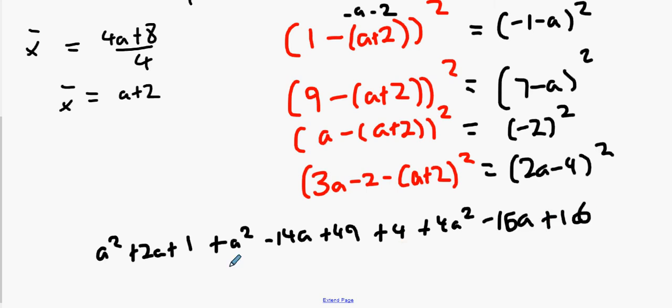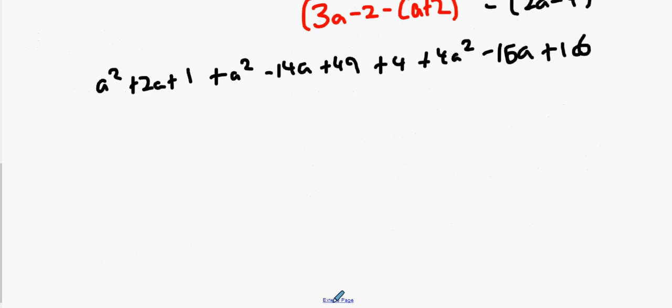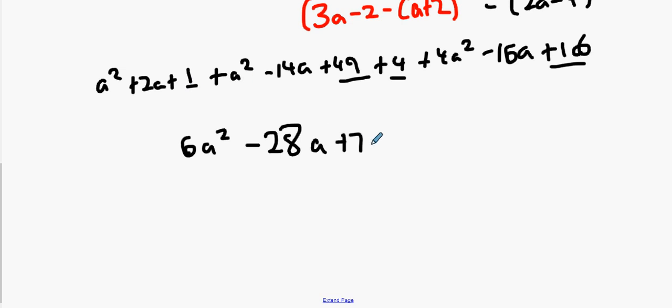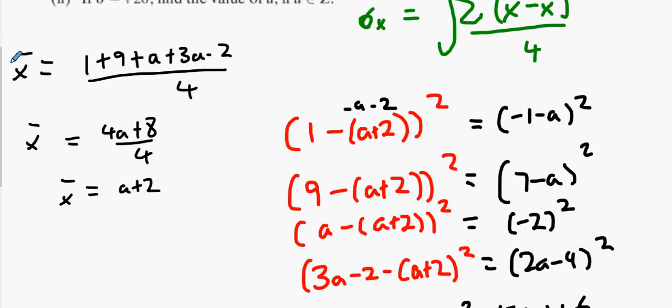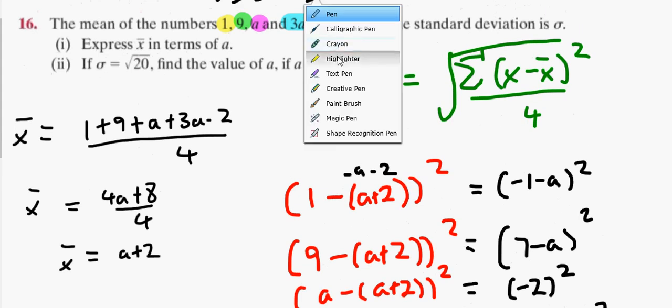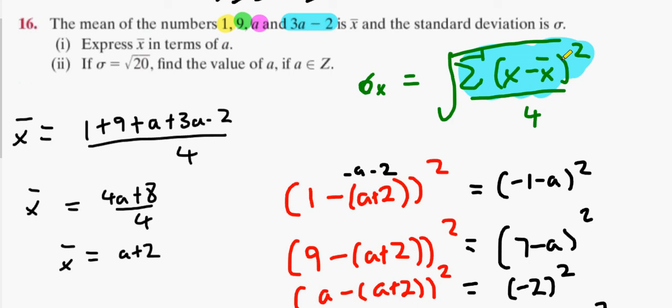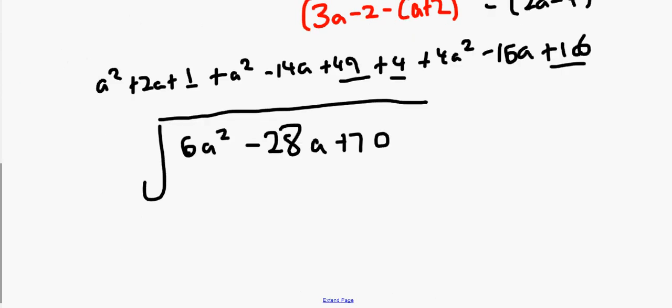I'm not even going to introduce the square root sign yet because it's just too clustered. So how many a squareds do I have? 6a squareds. How many a's do I have? 2 take away 14, take away 16. Minus 28a. How many numbers do I have? 49 plus 16, plus your 4 and plus your 1. Plus 70. Now and only now am I throwing in that square root sign. All I did so far is only this part. That blue part there, that's where all the work is. Is everybody cool with that? And then you divide it by 4.